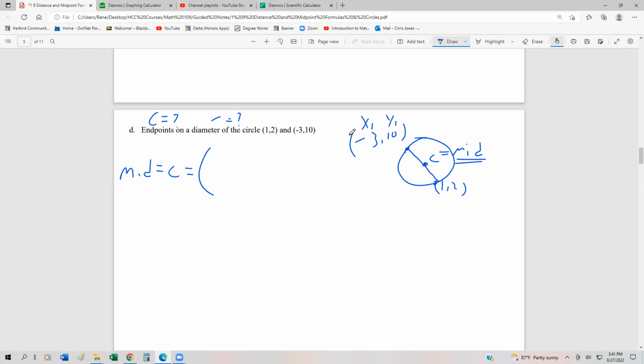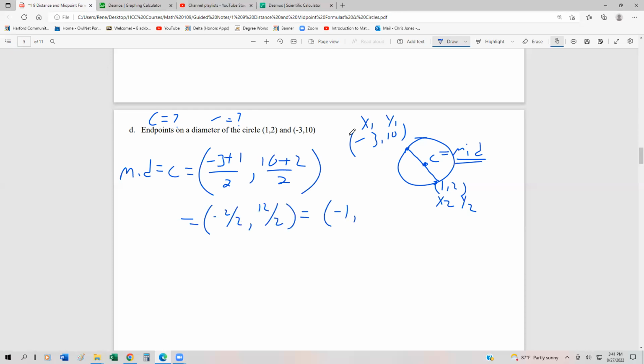this x1, y1, and we call this x2, y2, and it doesn't matter which point is x1, y1 and which is x2, y2, as long as we keep ones with ones and twos with twos, the midpoint is going to be (-3 + 1)/2, comma, (10 + 2)/2. That's going to be -2/2, comma, 12/2, or (-1, 6). And so we know that h is going to be -1, and we know that k is going to be 6. So let's hold on to this.